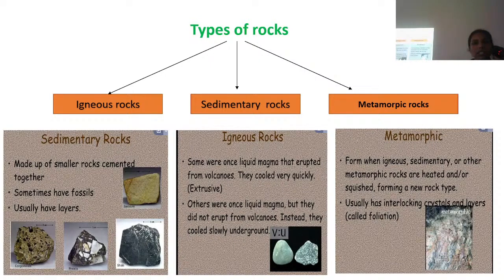First, sedimentary rock is made up of smaller rocks cemented together. Sometimes they have fossils, and usually have layers. An example is sandstone. Igneous rock: some were once liquid magma that erupted from volcanoes, and they cooled very quickly. Others were once liquid magma, but did not erupt from volcanoes. Instead, they cooled slowly underground. Third, metamorphic rock forms when igneous, sedimentary or other metamorphic rocks are heated and squeezed, forming new rock types, usually with interlocking crystals and layers.